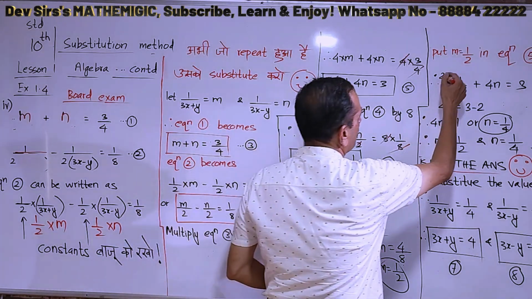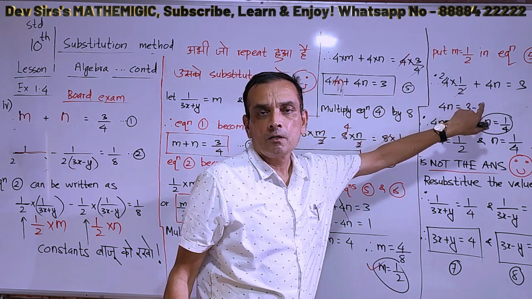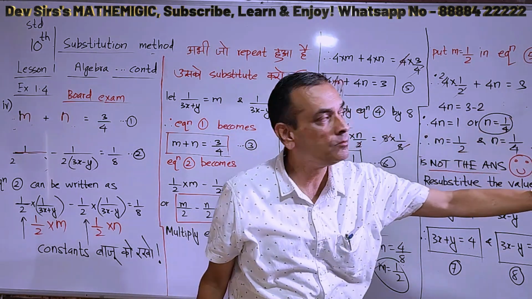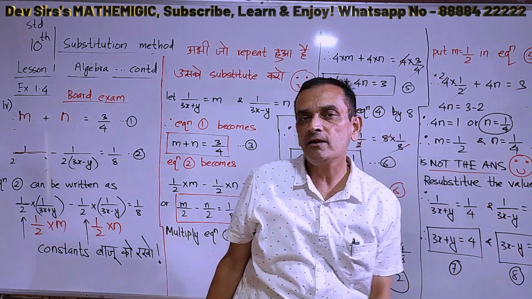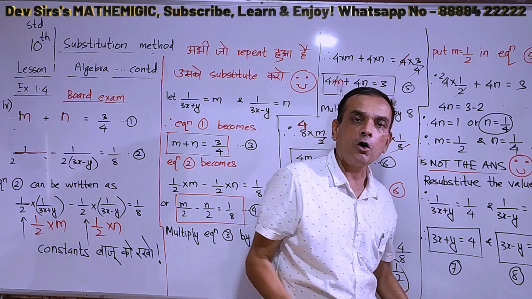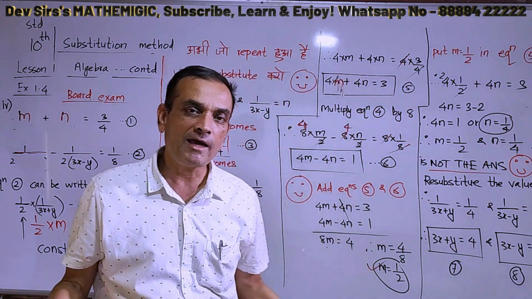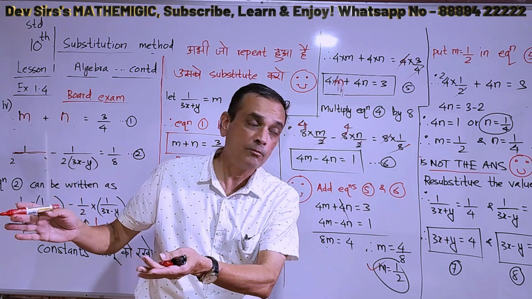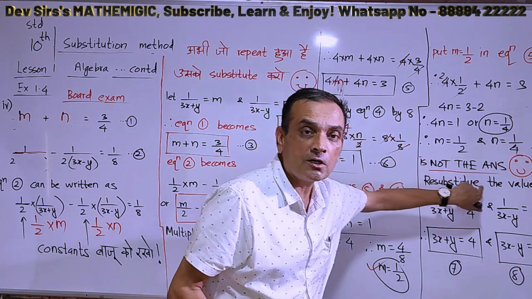So 2 2s are 4. So 2 into 1, 2 remains. So what do you get? 4n equal to 3 minus 2. 2 goes on the other side. 4n equal to 1 or n equal to 1 by 4. दोनों वैल्यूज मिल गए, आंसर लिख के डोंट गो टू द नेक्स्ट सम. m equal to 1 by 2 and n equal to 1 by 4 is not the answer.